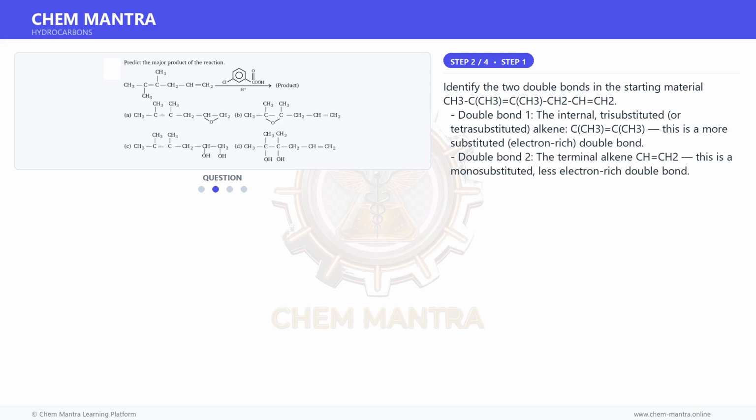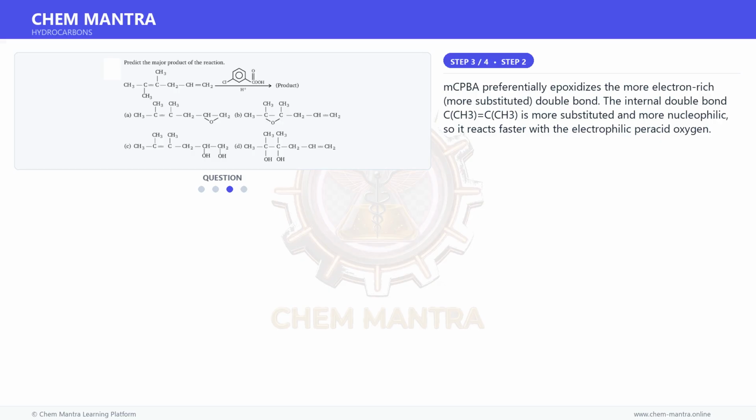Identify the two double bonds in the starting material, CH3, C, CH3 double bond C, CH3, CH2, CH double bond CH2. Double bond 1, the internal, tetrasubstituted alkene, C, CH3, double bond C, CH3. This is a more substituted, electron-rich double bond. Double bond 2, the terminal alkene CH double bond CH2. This is a monosubstituted, less electron-rich double bond. Moving on to the next step.